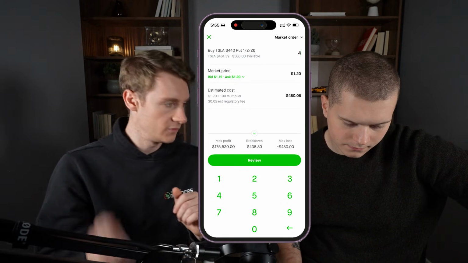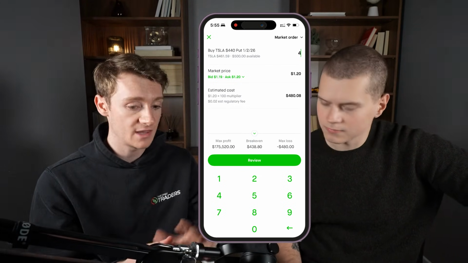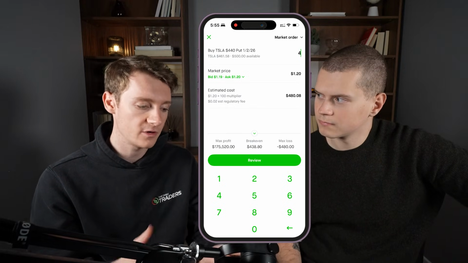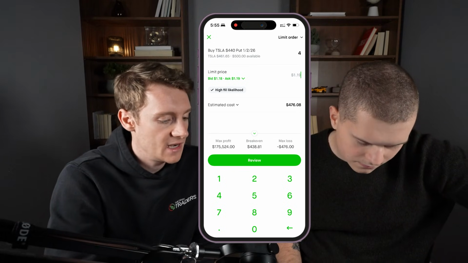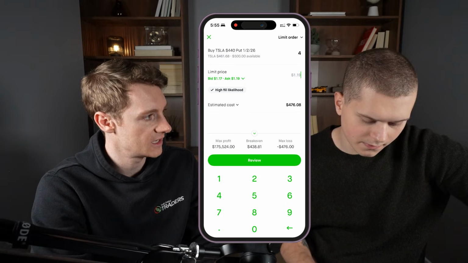It just depends. If you really want to get in right now, you'd do market. If you want to get your price, knowing you might have to send in another limit order if it doesn't get filled, you'd use a limit. If that stock is moving a lot, you'll send in a limit and you might have to adjust it. So if we send in a limit right now at 119, I think that's reasonable. We'll see if you get filled.